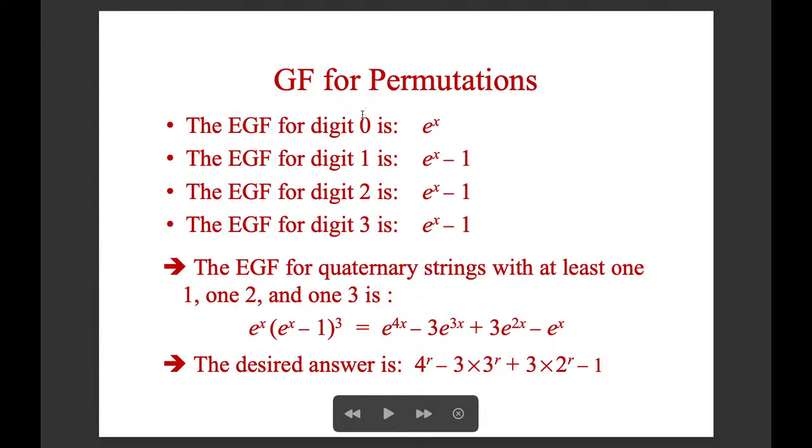So when we try to mix the 0, 1, 2, 3 together and then form arrangements, this is going to be the product of their individual EGFs. So we multiply them together, we get this one. So once we get this one, then what do we know? In order to find out the original question, we get the EGF for counting.